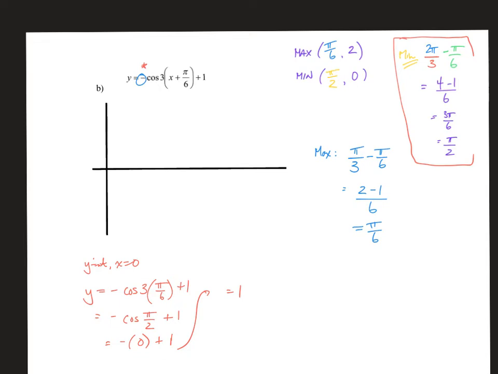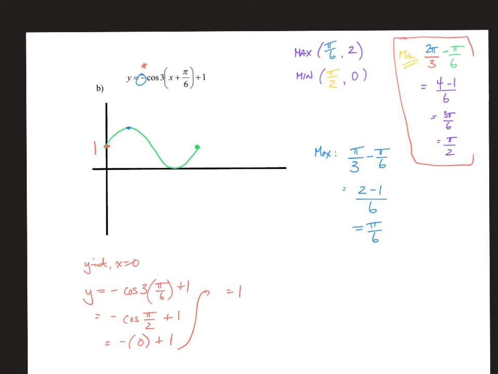So let's put all those properties together. Okay, first off, my y-intercept puts me at 1. I take a look. Pi by 6 is my max. Pi by 2 is my min. My max is going to occur before my min because pi by 6 comes before pi by 2. And so I can go through and plot those values. So I'm going to sketch my curve up to its max, down to its min, and back. One positive rotation.